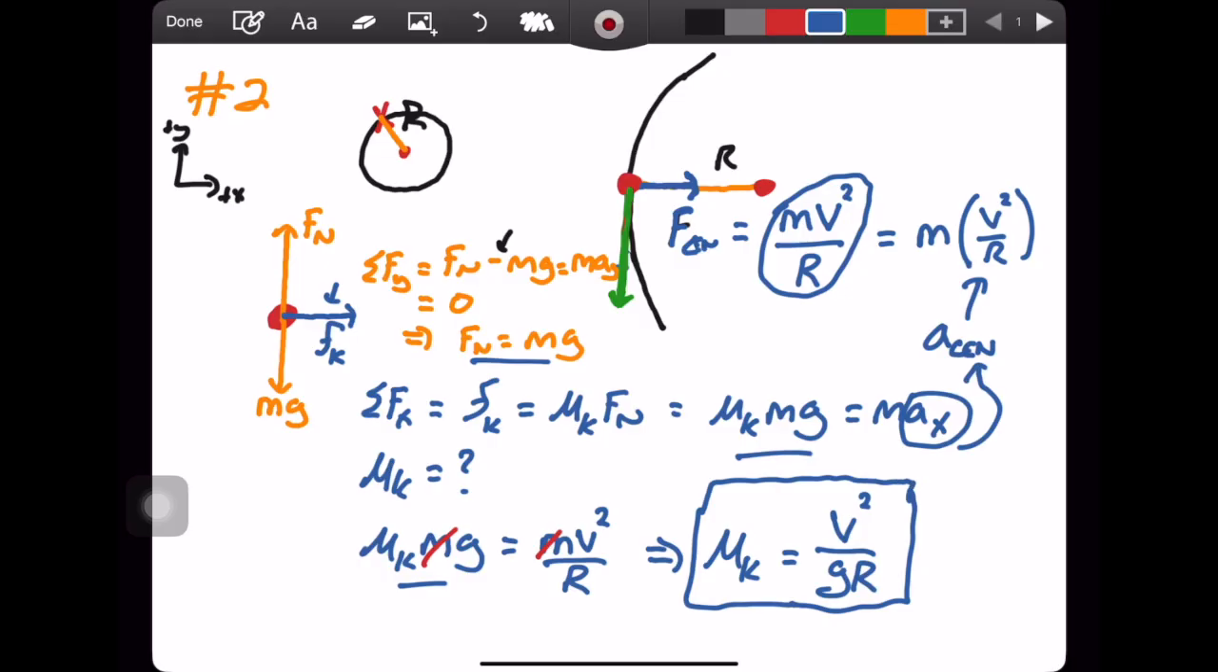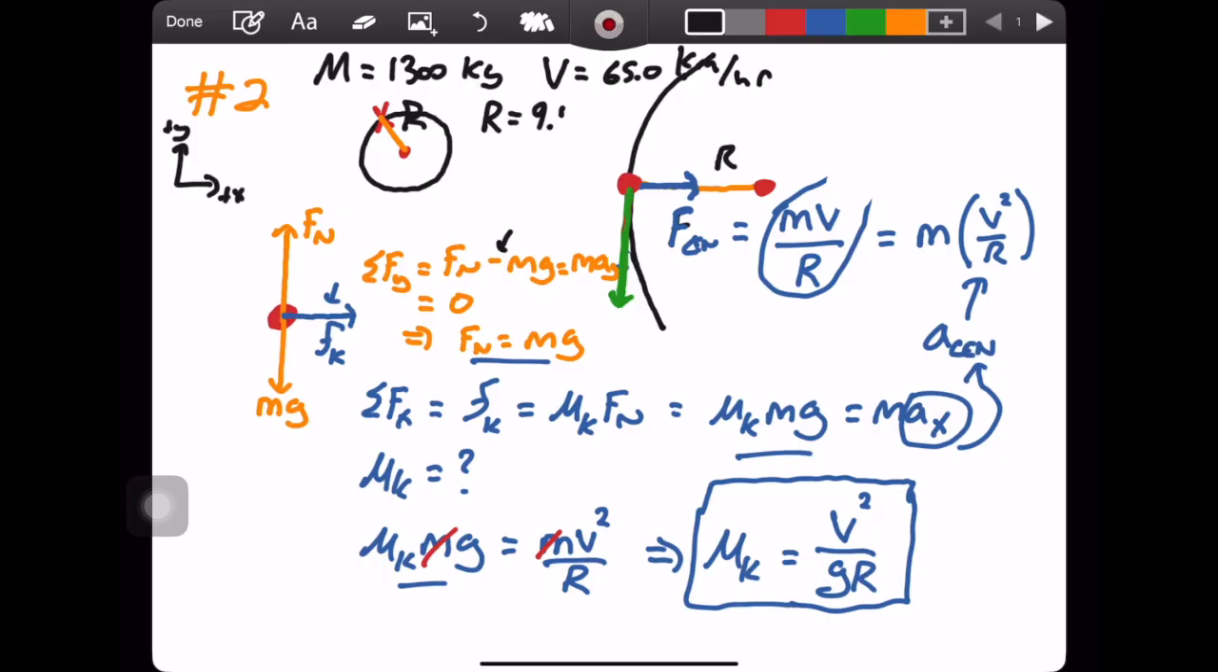In this problem, we were told the mass of the car is 1,300 kilograms, and we are told the velocity going about the circular trajectory is equal to 65.0 kilometers per hour, and we are given the radius. The radius is 91.4 meters. So you can see we have the v, we have the r, and we know what g is.